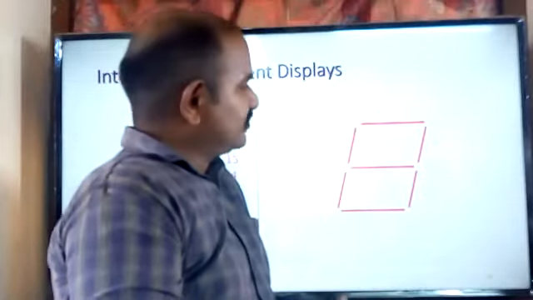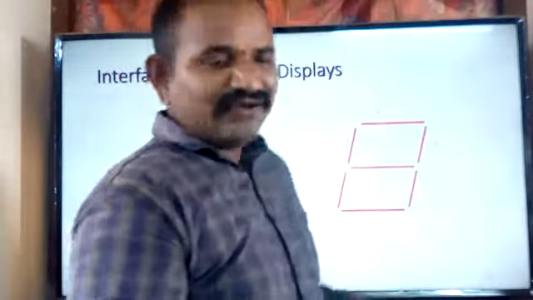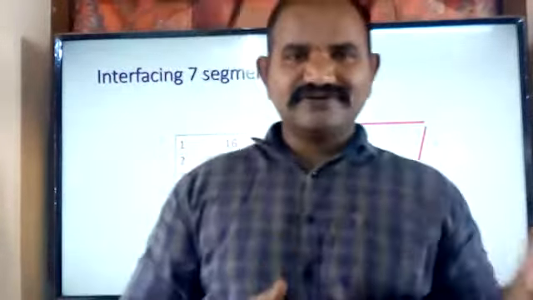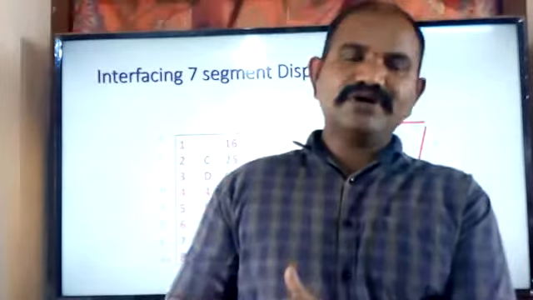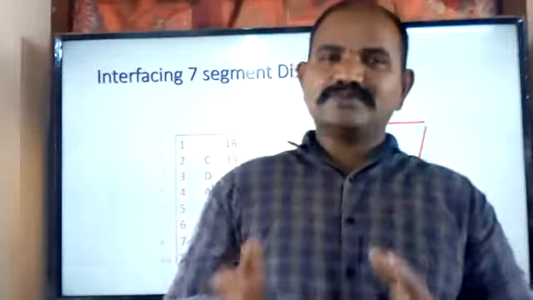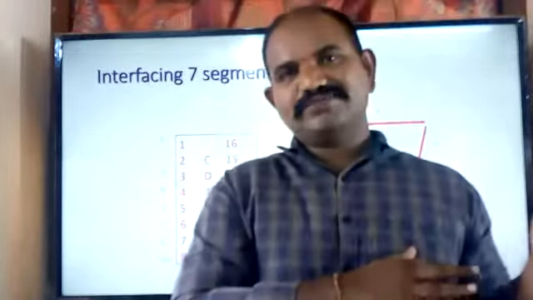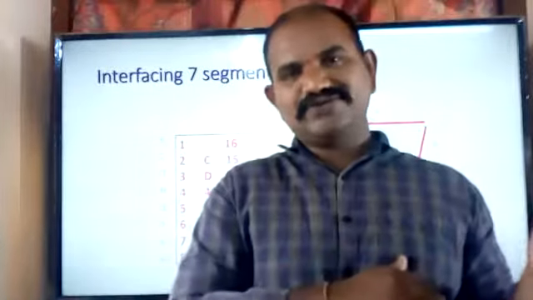Okay, not in the 7-bit format. So to convert the 4-bit information into the 7-segment format, that 4-bit information is nothing but the BCD number. In order to display the BCD number on the 7-segment display, we are supposed to convert the 4-bit number into the 7-bit format.